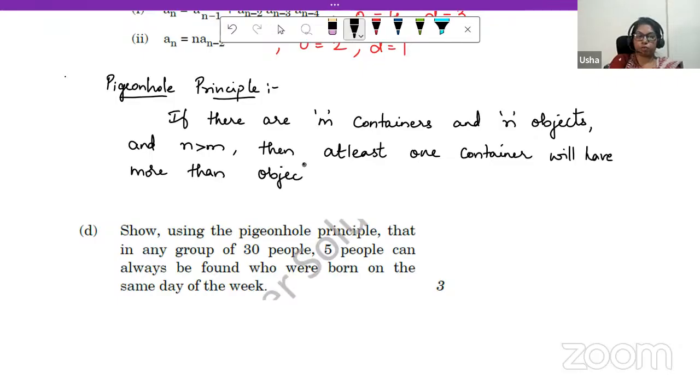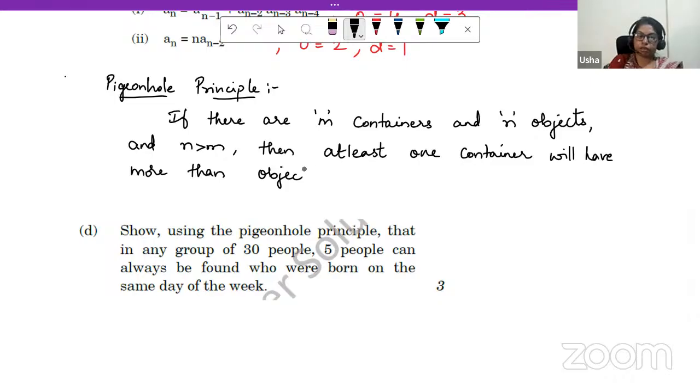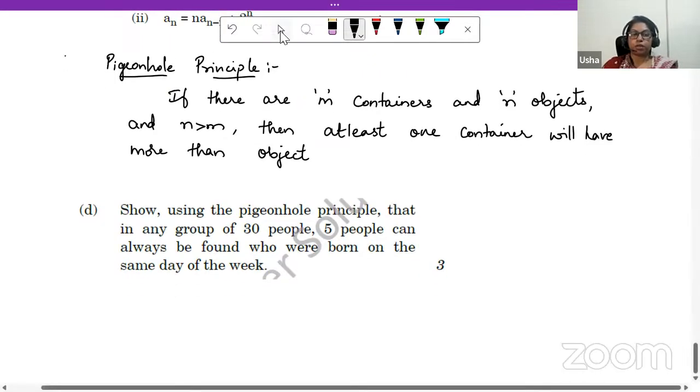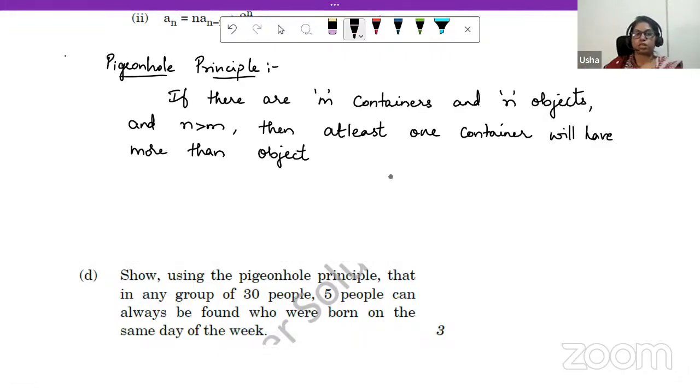See, if there are 5 objects and 5 containers, then every object can be put in a separate container. Suppose there are 5 containers, 5 boxes, but then you have 12 objects and you have to put them in these boxes. In at least one container, you will have to put more than one object, right? Because the number of containers is less. So this is the pigeonhole principle. Using this, we usually find the minimum number of repetitions required, and such kinds of problems are what you will solve here.